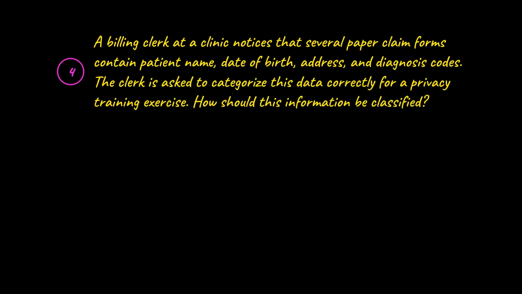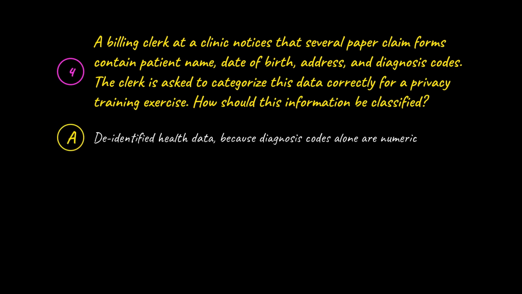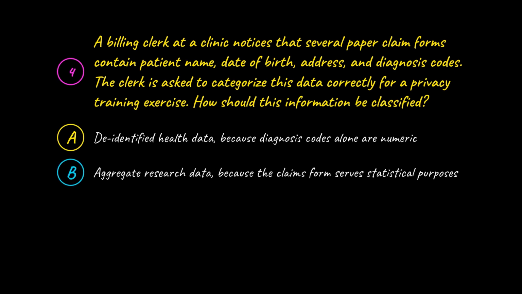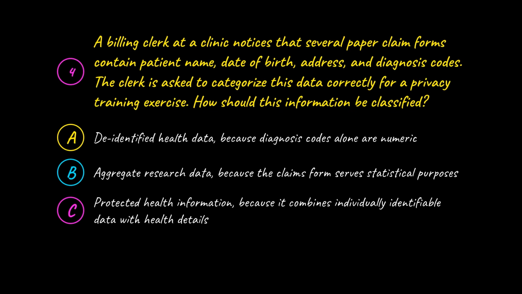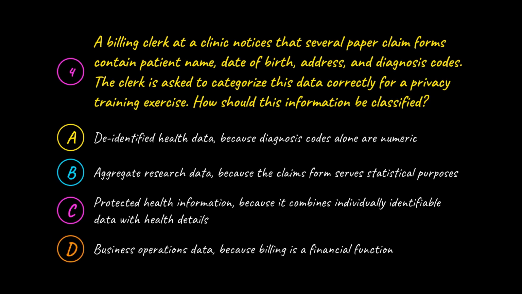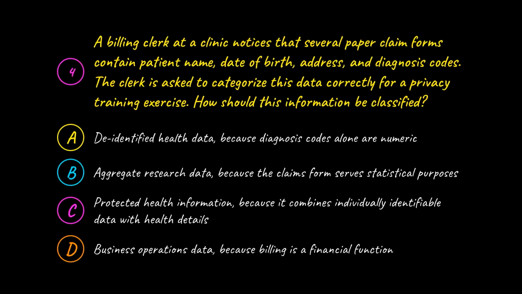Your options are A. De-identified health data because diagnosis codes alone are numeric. B. Aggregate research data because the claims form serves statistical purposes. C. Protected health information because it combines individually identifiable data with health details. D. Business operations data because billing is a financial function. What's your answer? Commit to one before I continue.